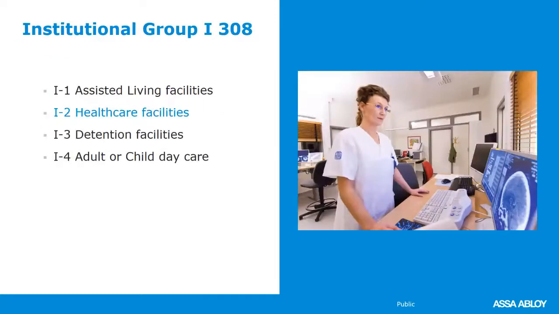A hospital is I2 in its classification. I2 is an institutional. These people are not capable of self-preservation without physical assistance from others. And the others, in this case, for a hospital, would be staff. So when you hear I2, or when you see that in the code, especially IBC, the International Building Code, that is your cue that you can either use hardware or you can't use hardware. It's going to be specific to that type of occupancy. And healthcare facilities is broken down into 2 different types: nursing homes and hospitals.